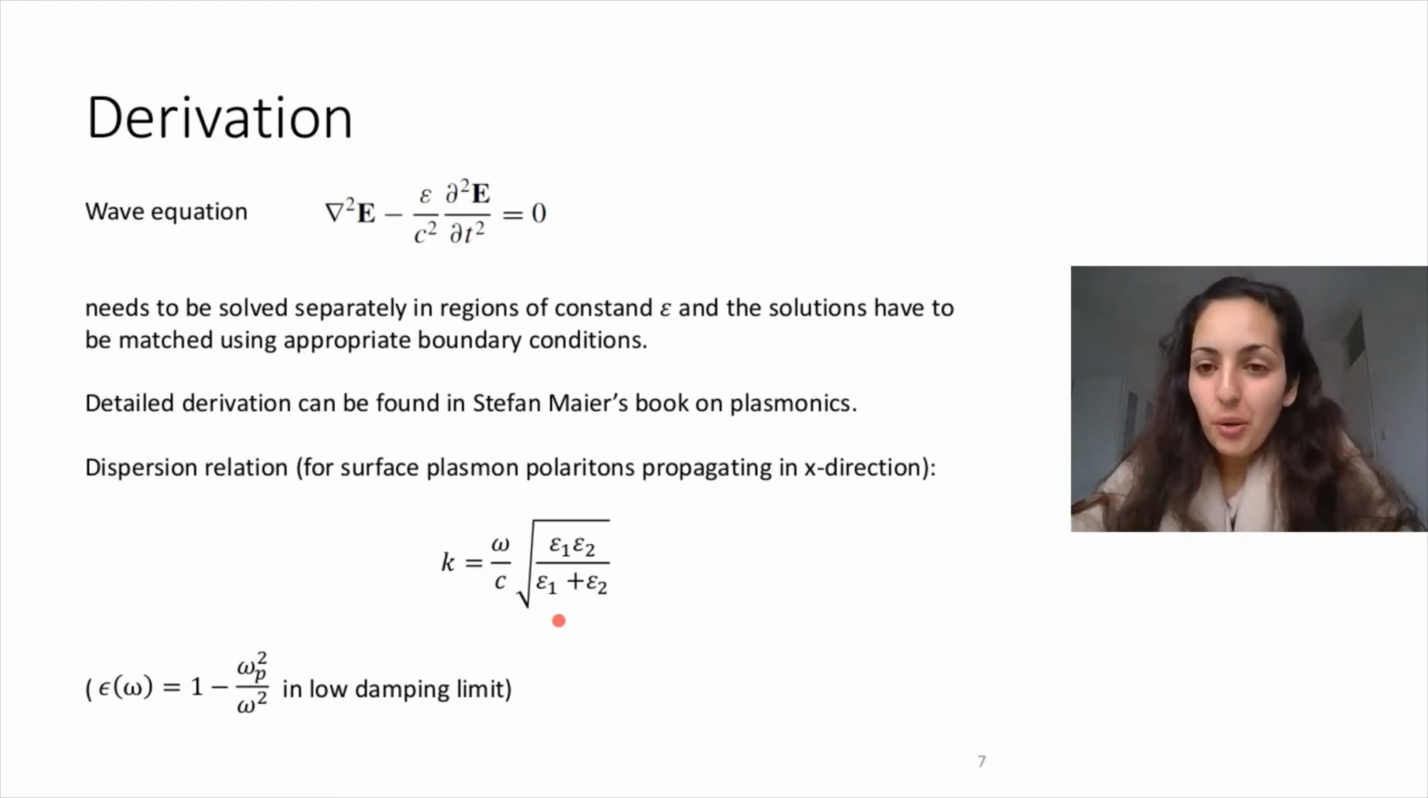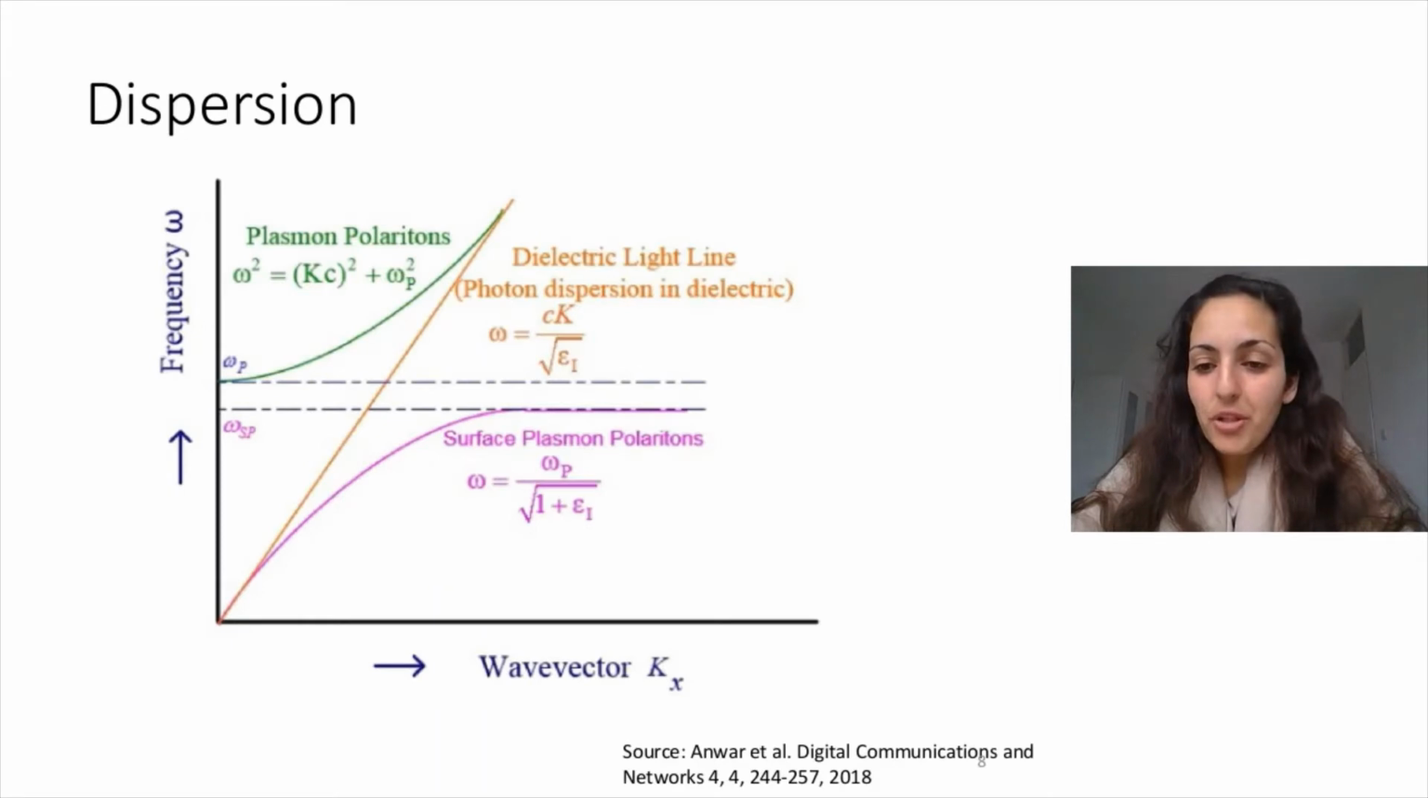Once you go through this full procedure, you can derive the dispersion relation for surface plasmon polaritons propagating in the x direction. Of course, you will again end up with a correlation between the wave vector and the frequency, and in this case, it looks like this. What you in particular have to remember is how to draw this in a dispersion diagram.